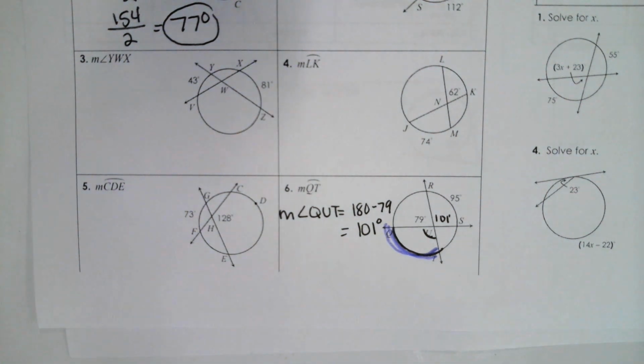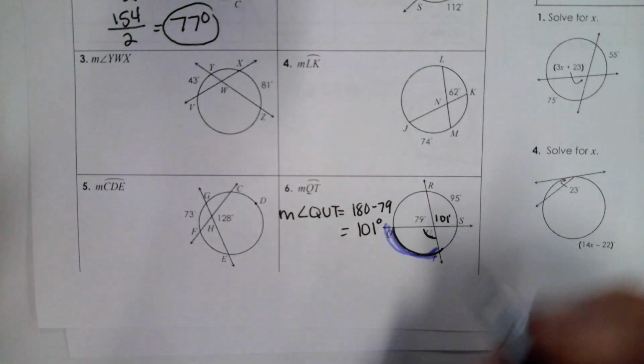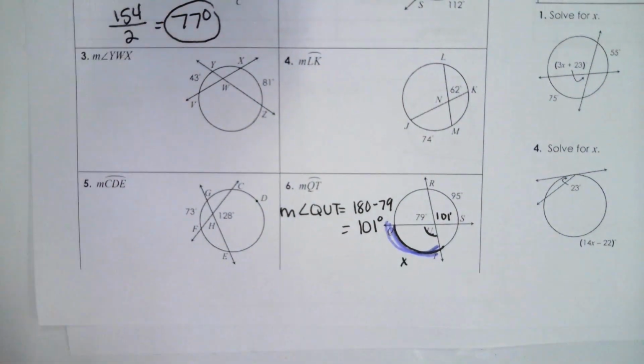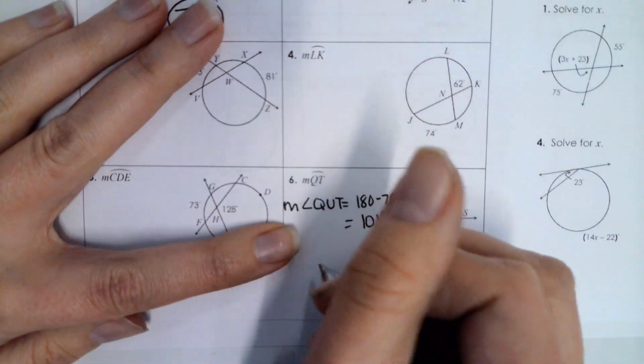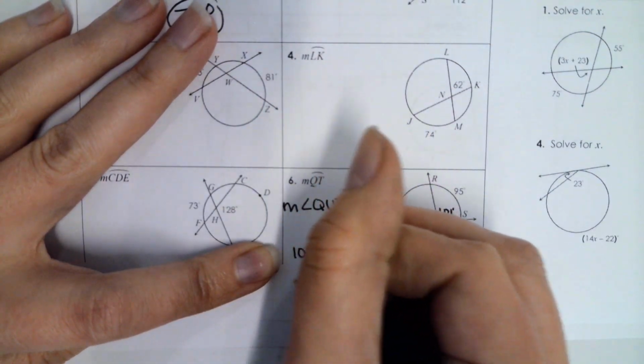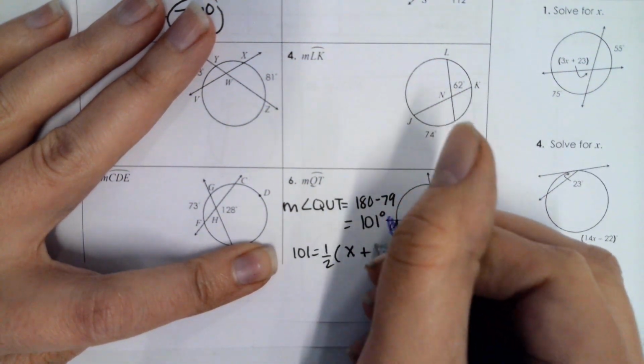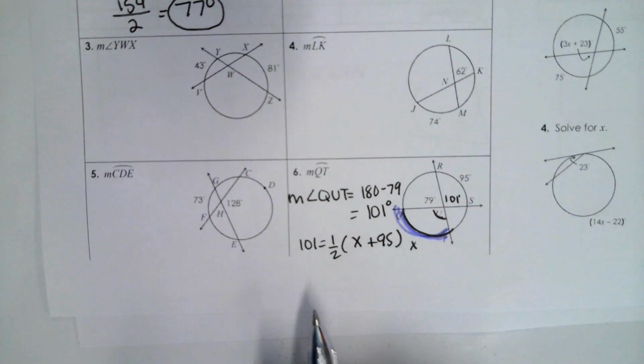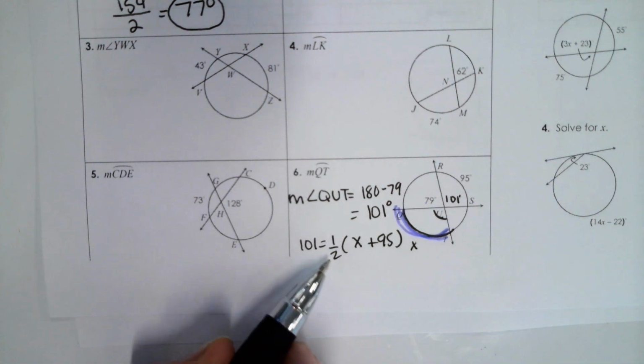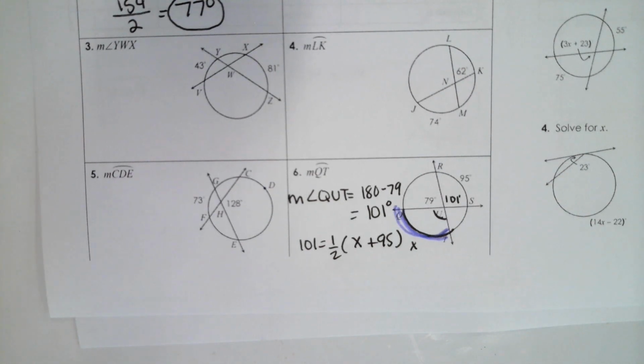So remember that our formula is the angle is equal to 1/2 arc plus arc. I'm going to use this variable x. You can use any variable. You can use the letters Q and T. I'm going to use x. And I'm going to say the angle 101 is equal to 1/2 the two arcs, so x plus 95. Now, I don't want to deal with 1/2. So the other formula we can remember is to double the angle equal to the arcs. So I can multiply both sides by 2. That gets rid of the 1/2.